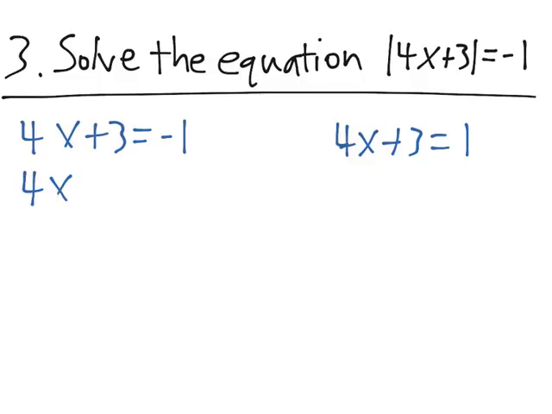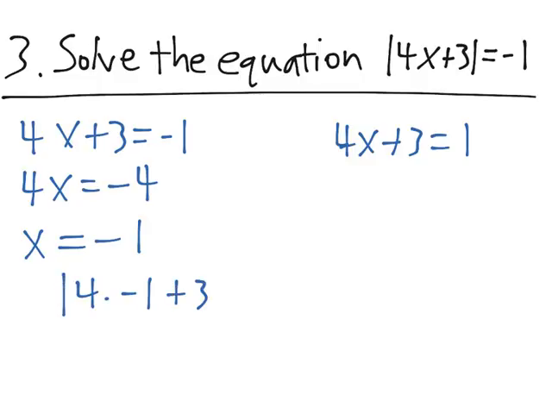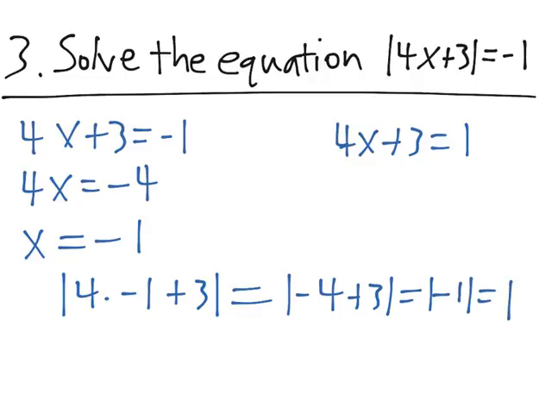So 4x is equal to minus 4 if we subtract 3 from both sides, since minus 1 minus 3 is minus 4. And dividing both sides by 4, we get x equals minus 1. However, if we plug this back into the original equation, we see that the absolute value of 4 times minus 1 plus 3 is equal to absolute value of minus 4 plus 3, which is equal to absolute value of minus 1, which is 1, not minus 1.